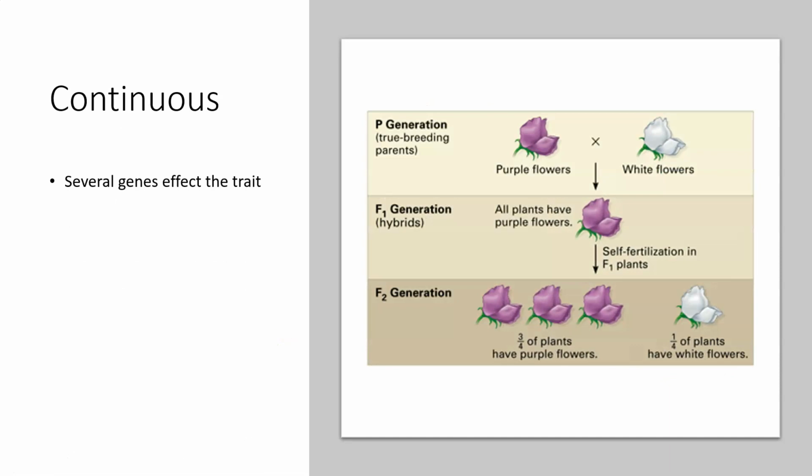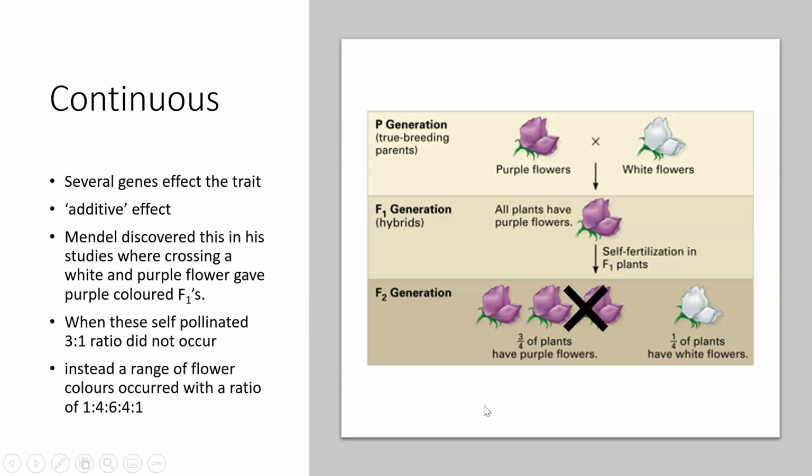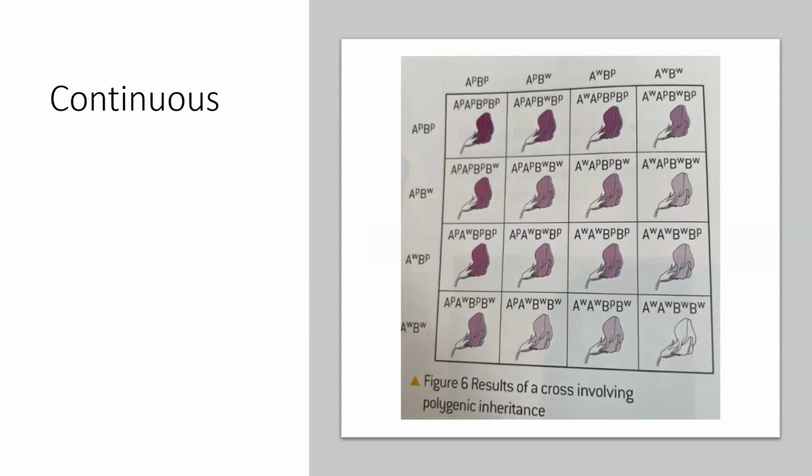With continuous, this is where things get a bit different because you've got several genes affecting a trait. Some genes have an additive effect. So think about Morgan's flies. Several genes had an effect on that white eye. Now, Mendel discovered this in his studies where he crossed a white flower to a purple flower, and his F1s were purple. He then expected, because he knew his 3-to-1 ratio, his F2s to have that 3-to-1 ratio. That didn't happen, however. He got a ratio of 1 to 4 to 6 to 4 to 1. What was going on? He only expected 2 different colours, and he actually got a range of flower colours, as can be seen in the diagram there.